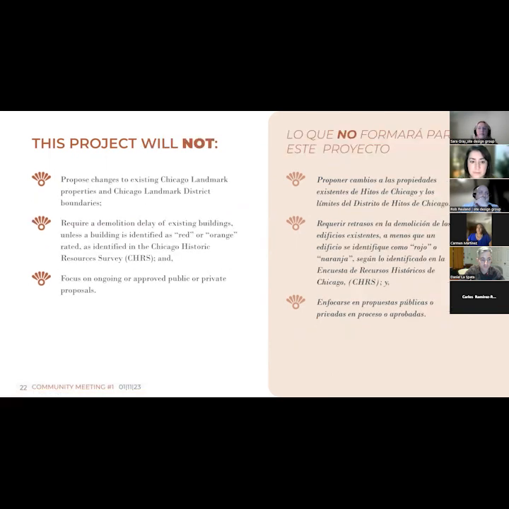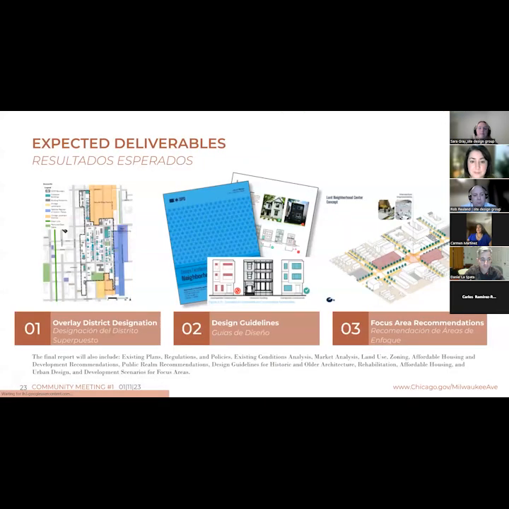What this project does not include. This project is not to propose changes to the existing Chicago landmark properties, nor the landmark district boundaries. The project will not require a demolition delay of existing buildings unless a building is identified as red or orange rated, and that's identified in the Chicago Historic Resources Survey. And this project is not going to focus on ongoing or approved public or private proposals. Next slide.